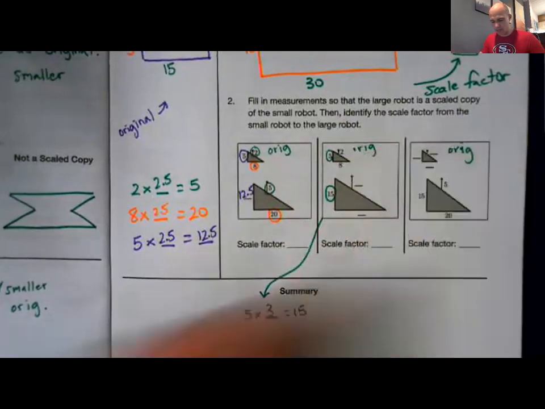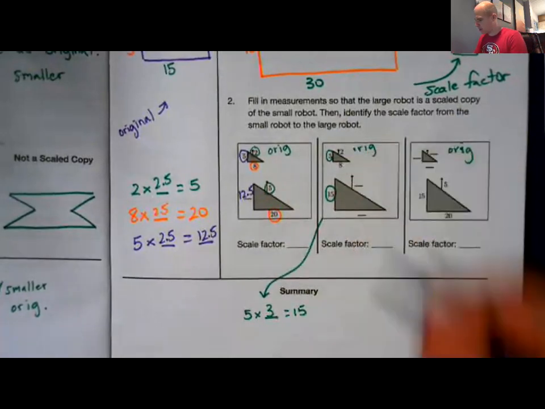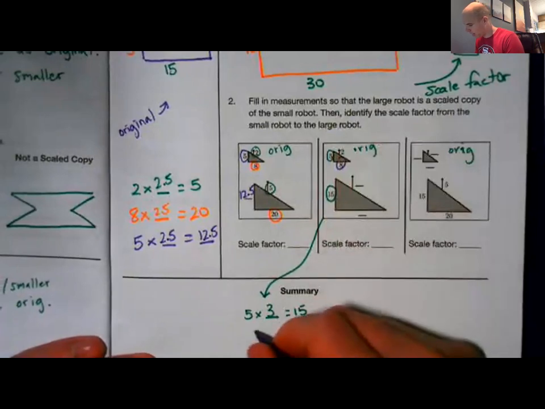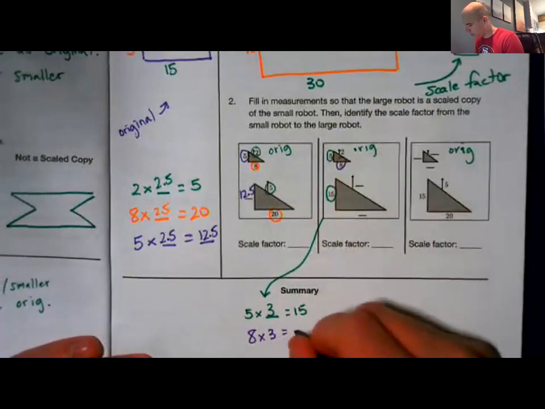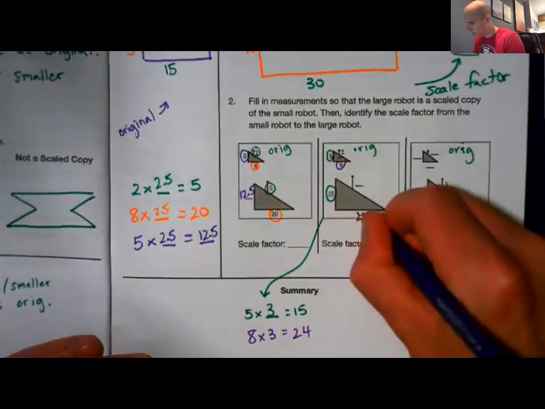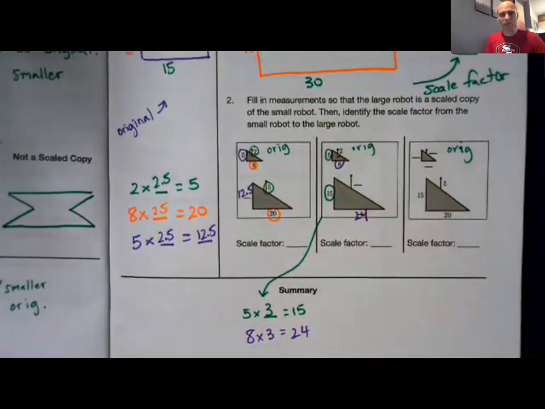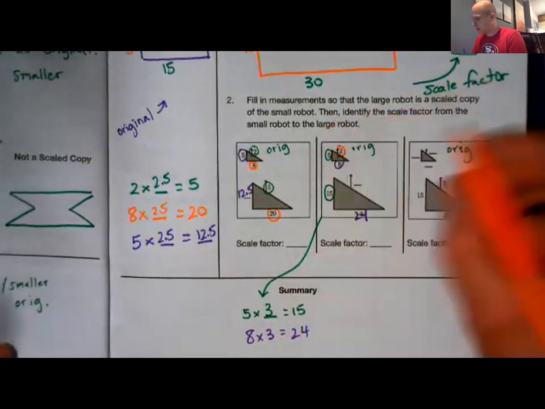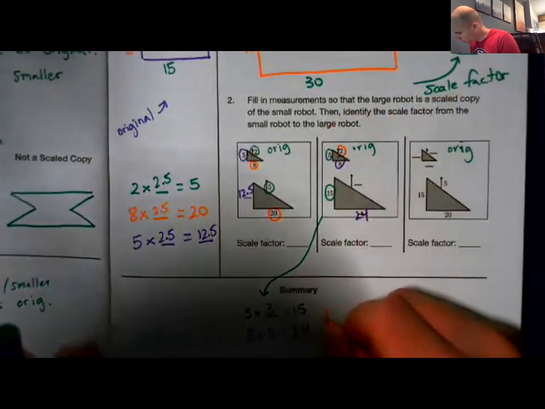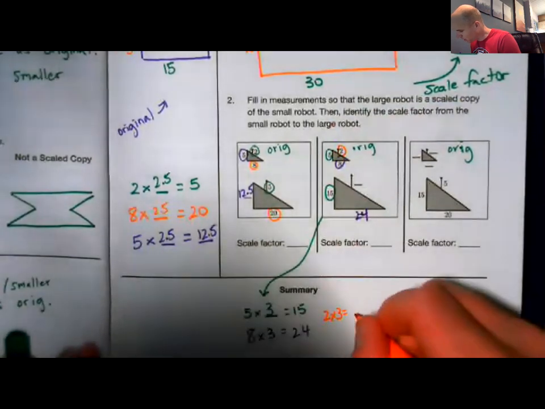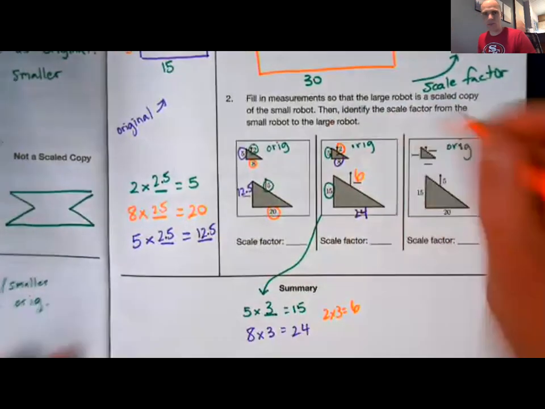I see an 8 here on the bottom. 8 times 3 gets me 24, so the bottom side length down here has to be 24. And then I see a 2 up here. That one's really easy: 2 times 3 equals 6. So that means this right here has to be a 6.